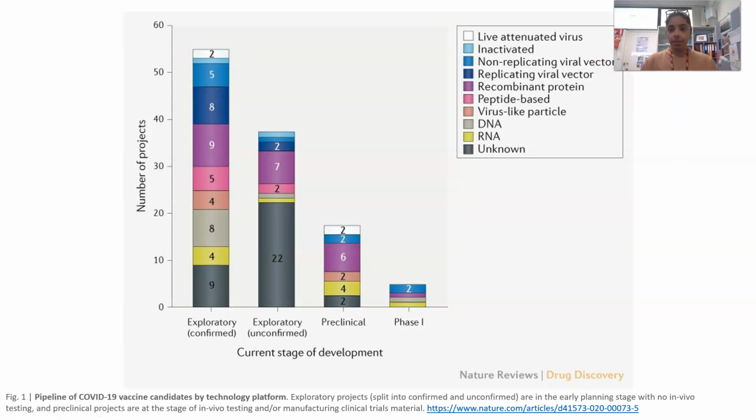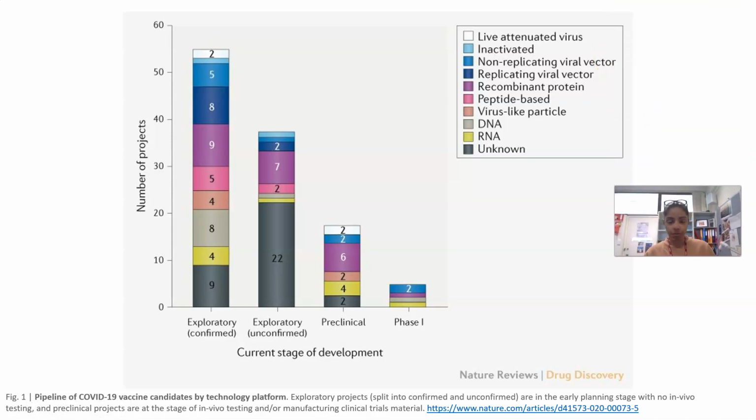This graphic was from a magazine called Nature. It's a really coveted, really famous science magazine. This is current research that's out just now about COVID-19. And I put this in here just to show you the different types of vaccinations that scientists all over the globe are looking at.